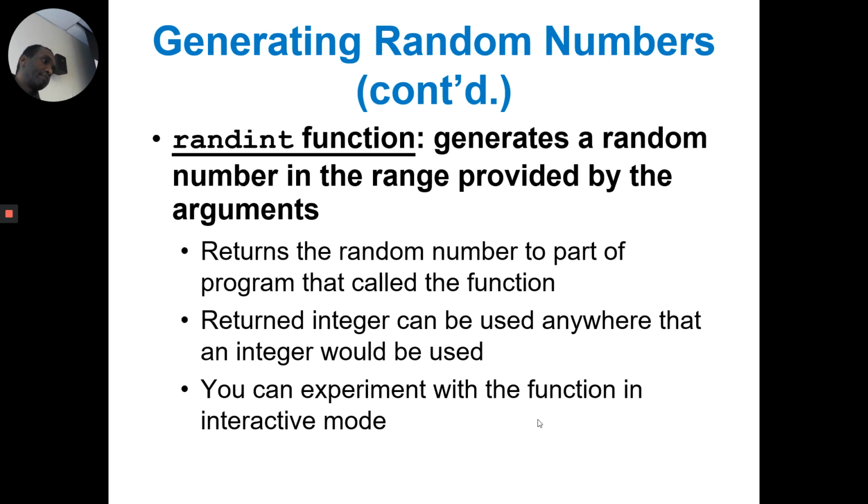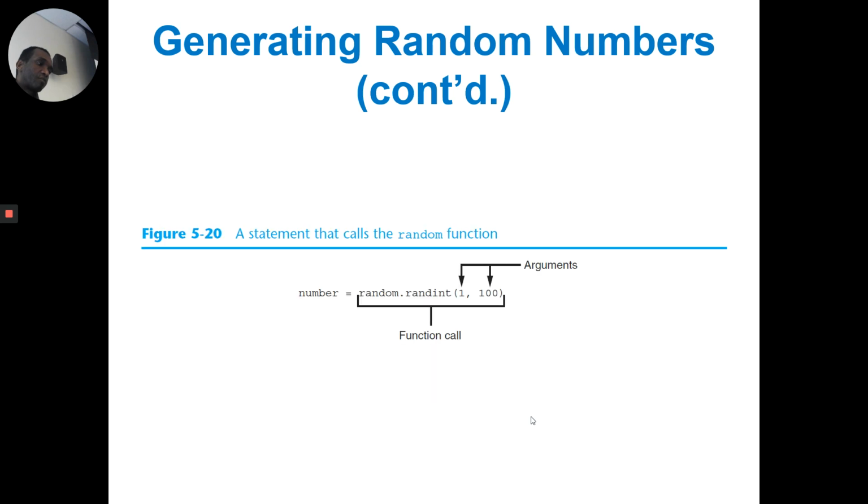The randint function generates a random number in the range provided by the arguments, and returns the random number to the part of the program that called the function. The returned integer can be used anywhere that an integer would be used, and you can experiment with the function in interactive mode.